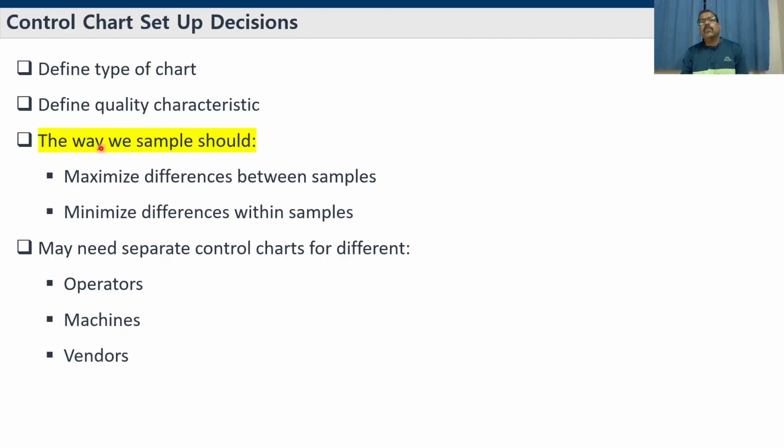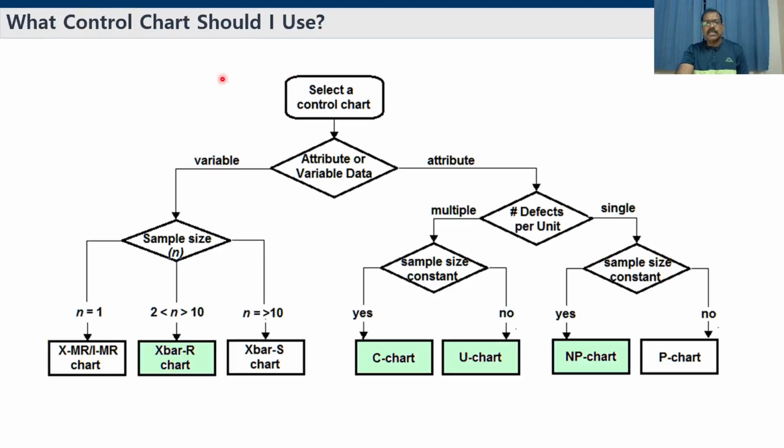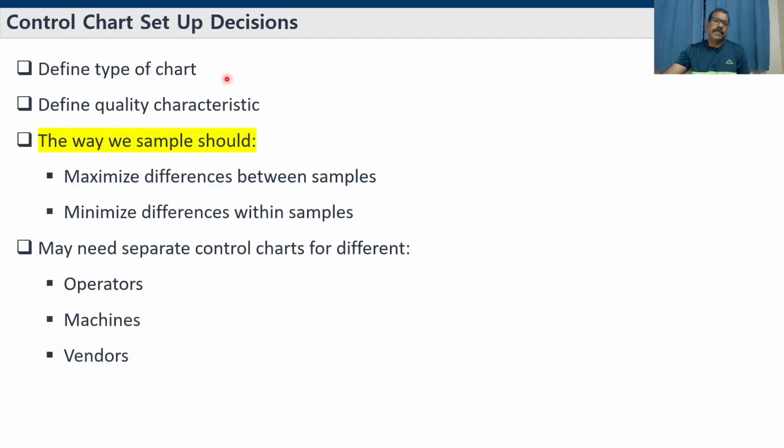Then, the control chart setup decisions. What are all the decisions we have to make before we set up any control chart? First, we have to define which type of chart we are going to use. As I discussed in the previous slide, based on that concept, you have to decide which type of chart to use first. Then we should list out what quality characteristics we are going to consider about the particular product.